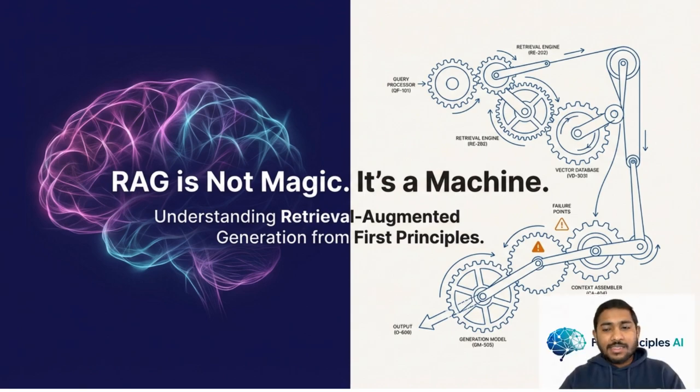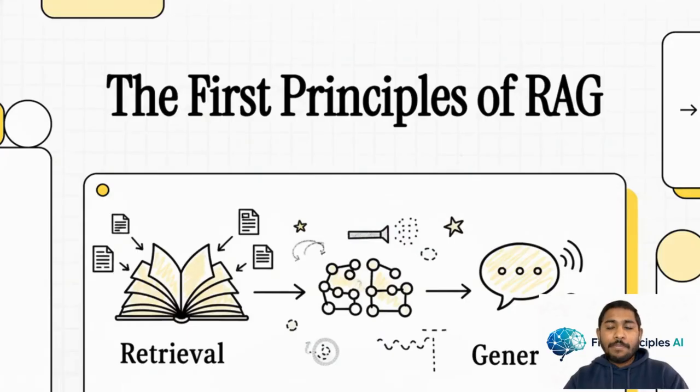To really understand this, we need to step back and look at it through the lens of first principles. Retrieval Augmented Generation, or RAG, is everywhere right now. But here's the thing: a huge number of RAG projects are failing, and most of the time it's not because the model is bad. It's because of a very basic misunderstanding of what RAG actually is. So today we are going to cut through the hype and build a clear mental model from the ground up, so you can see what's really happening under the hood.